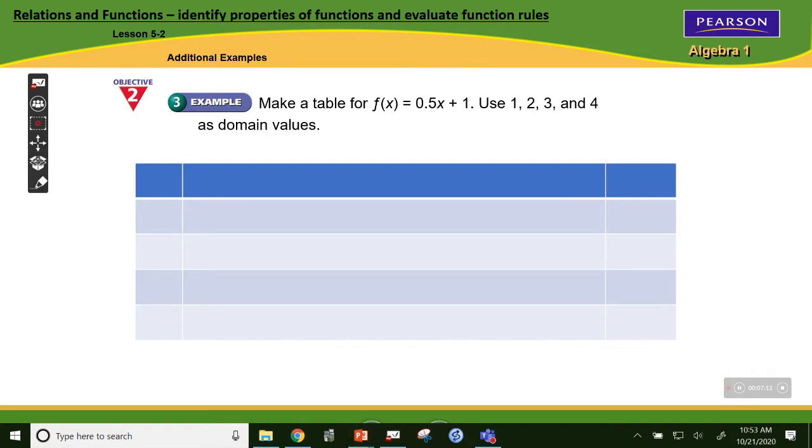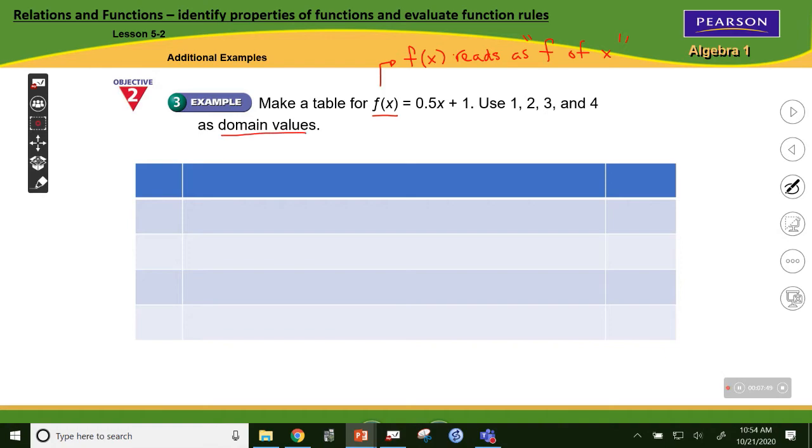So this one wants us to make a table for f of x. The way you read this, I should probably talk about that, is f of x. So I read that as f of x, or function of x, that's another way I've heard it read, equals 0.5 times x plus 1. We want to use 1, 2, 3, and 4 as domain values.